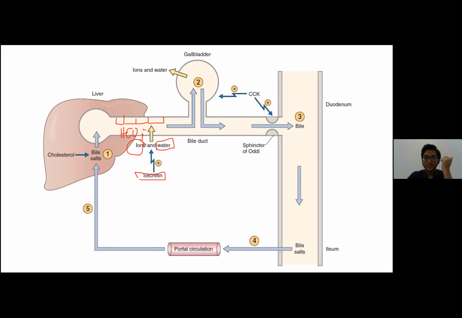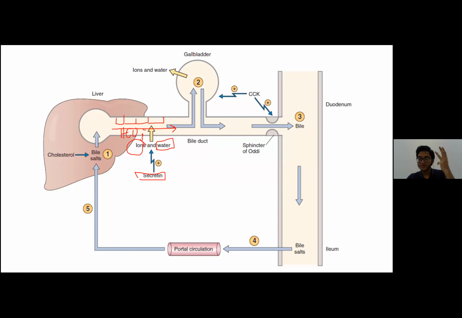Second thing, what happens is that bile now has been released from the bile ducts. It goes into the gallbladder. The gallbladder has three functions. Number one, storage of bile. Number two, concentration of bile. Bile basically contains, one, bile salts. Number two, phospholipids. Number three, cholesterol.